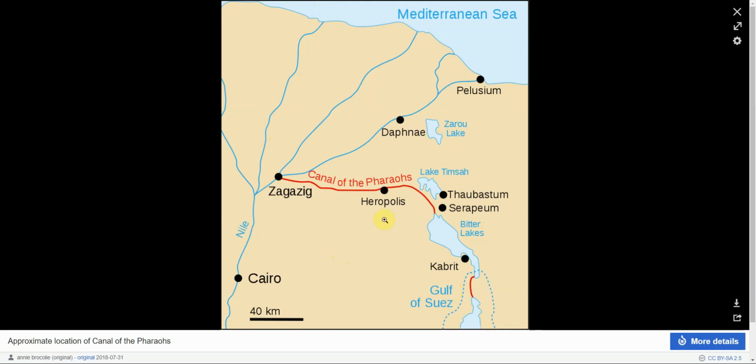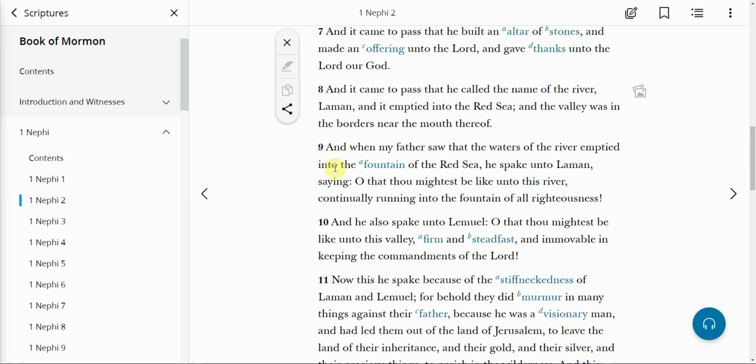So I believe that is Lehi's fountain of the Red Sea. Let's go back. I believe that the fountain of the Red Sea is the Canal of the Pharaohs. And this is another great example of the lost internal consistency, which is lost when you don't realize that Lehi stayed in the old world, because the fountain is used again several other times, and every time it is referring to the Canal of the Pharaohs.